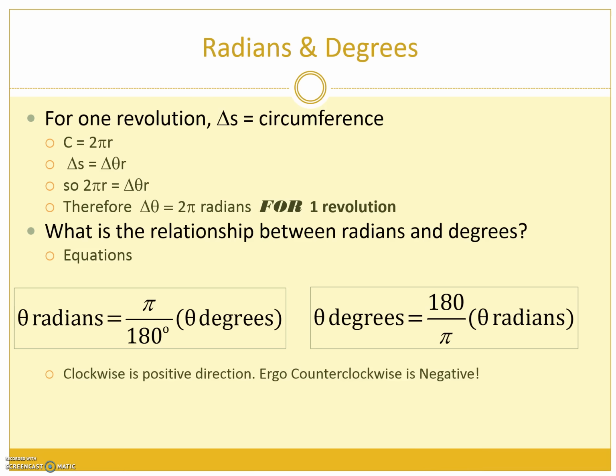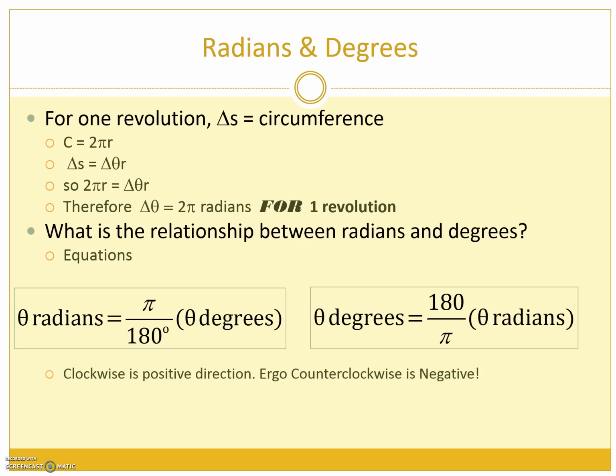Now, if we talk about an arc length that goes clockwise, we're going to use positive values. And when we talk about going counterclockwise, we're going to use negative values.